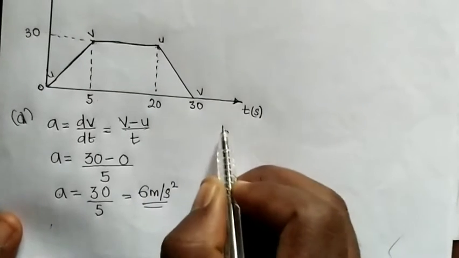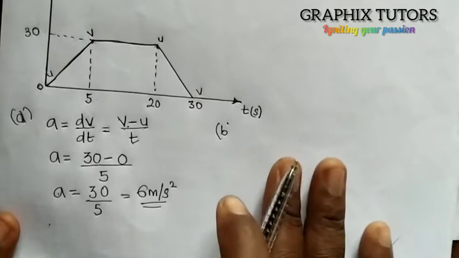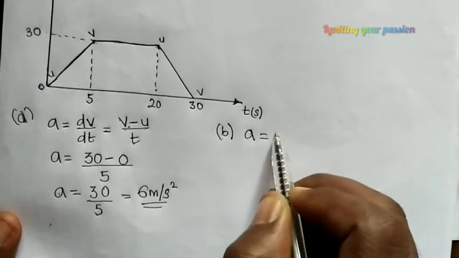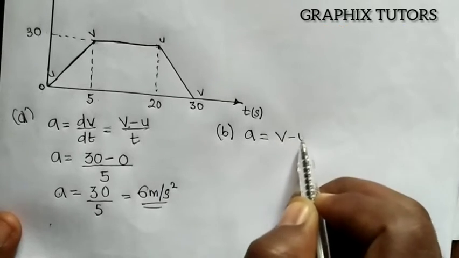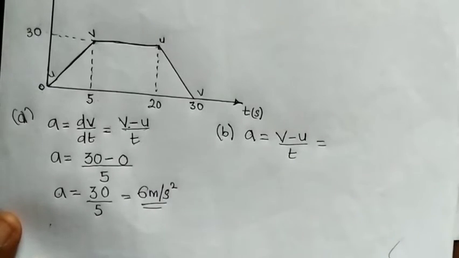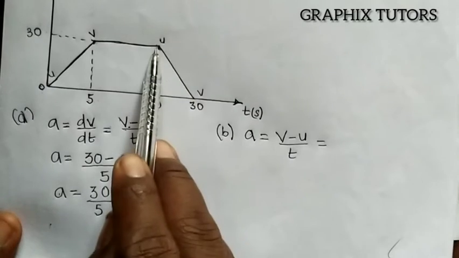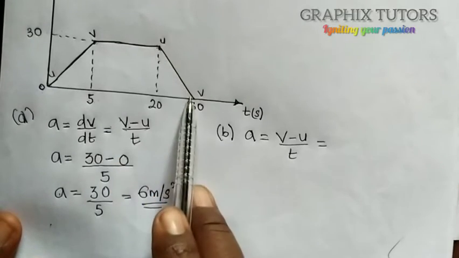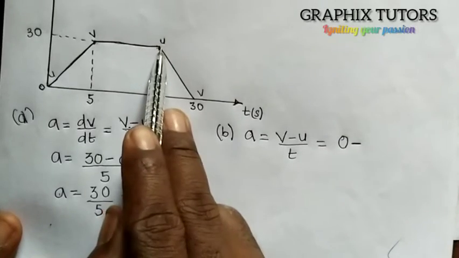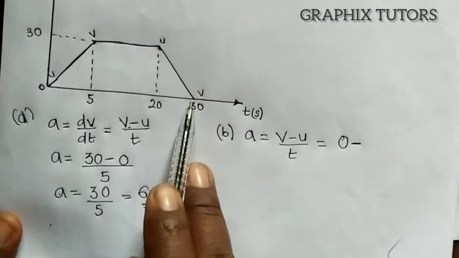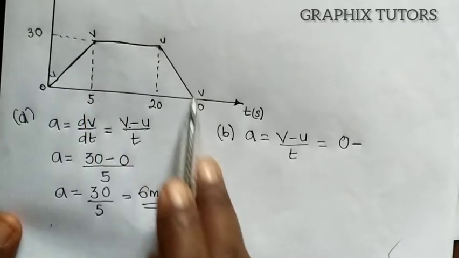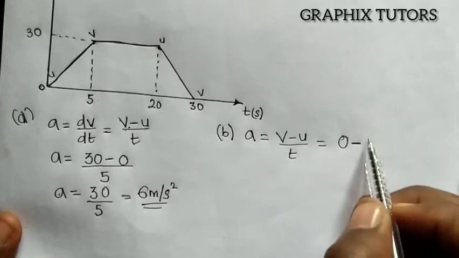So for the question B here, we will just say that my acceleration is equal to v minus u over t. That's acceleration, right? But in this case, what is my v? My final velocity v is when the car is coming to rest, so our v is 0, minus my u. The body starts from 30 meter per second before it comes to rest, so my u is 30.